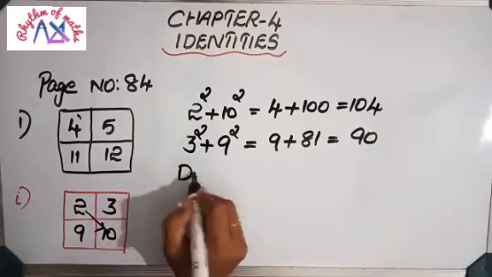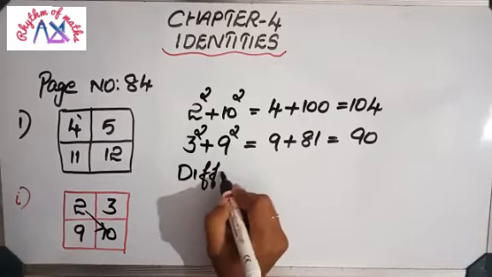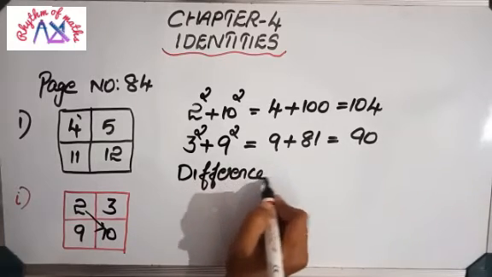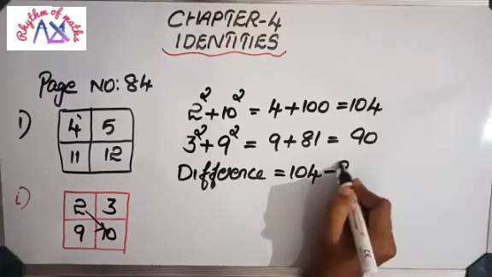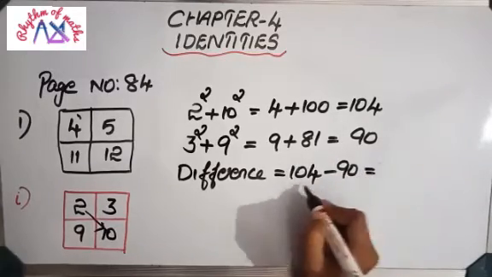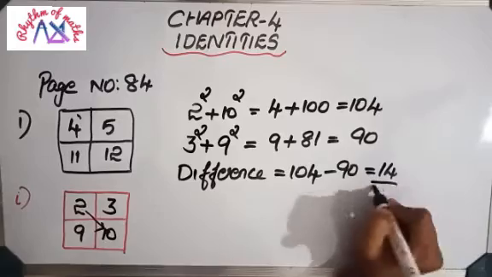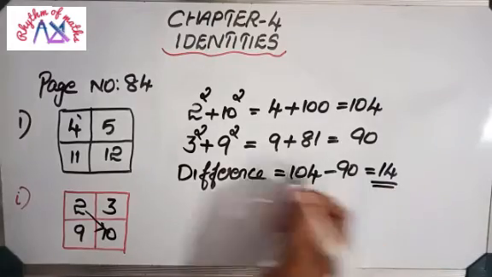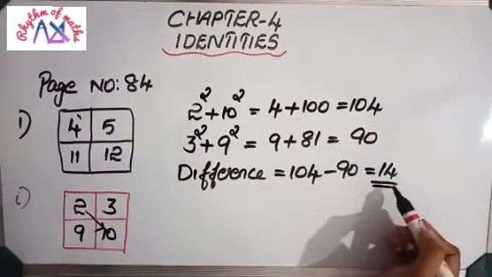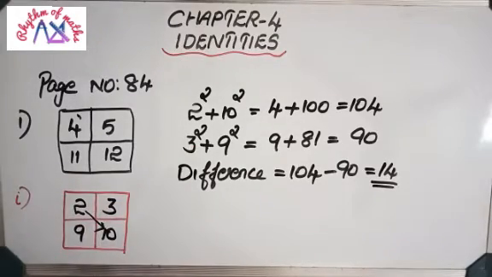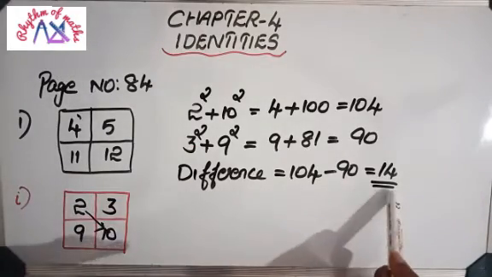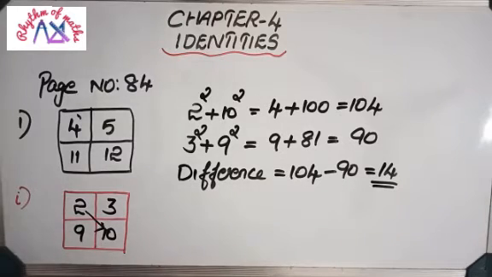After finding the sum of squares of the diagonal numbers, you have to find the difference. So the difference is the bigger number 104 minus 90. The answer is the same, 14. In the question it is already given that 14 was the answer. So if we choose 2, 3, 9, 10, we also get the same answer 14. This is the first sub question.